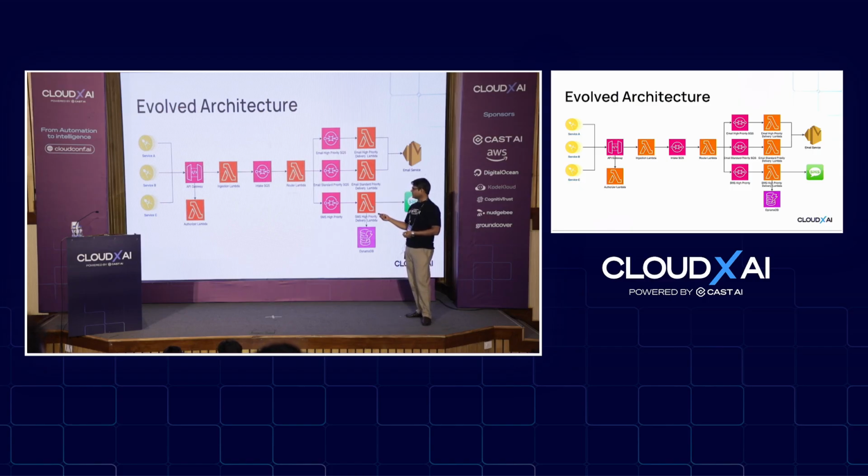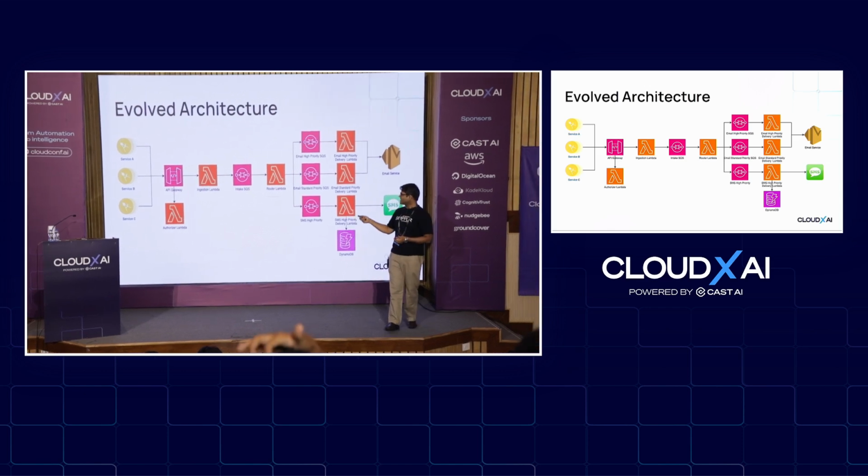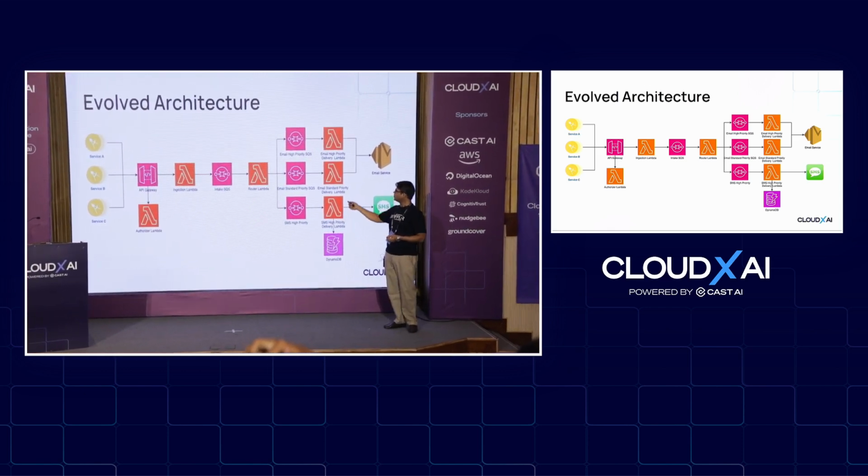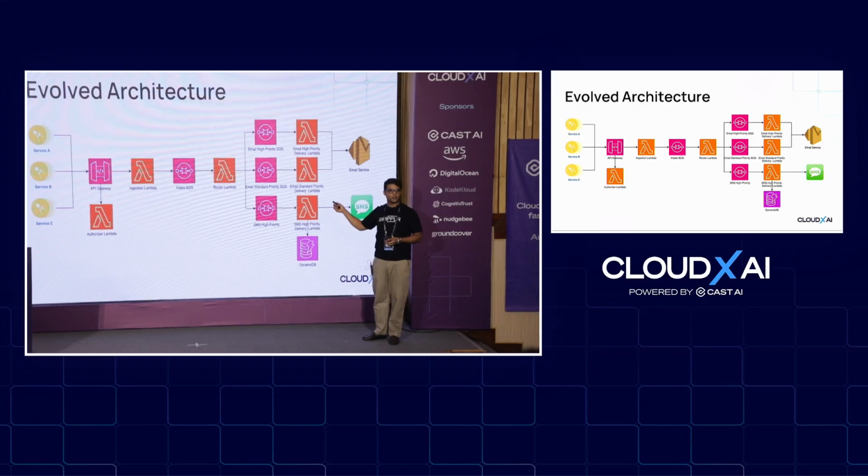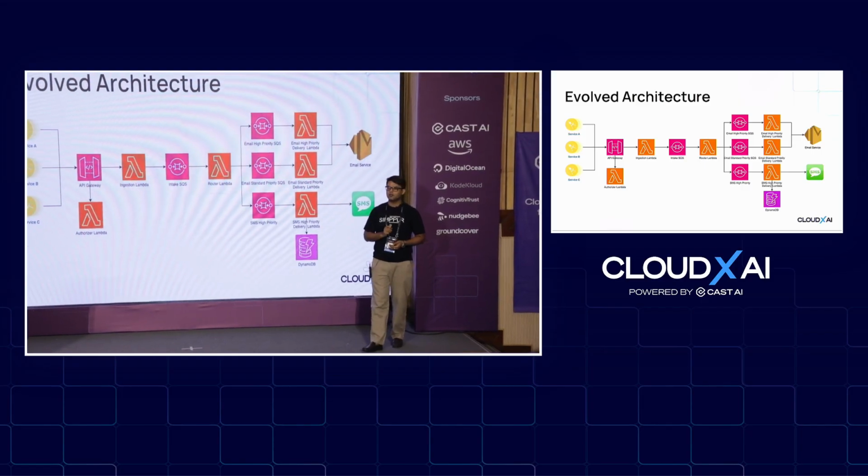Now, once I have something in the intake SQS, my next step is the router Lambda. The router Lambda has only one thing to do. We are following the single responsibility pattern. It does one thing and it does one thing very well. For this kind of message, where should I route the request to? Which specific SQS? Is it high priority? Is it low priority?